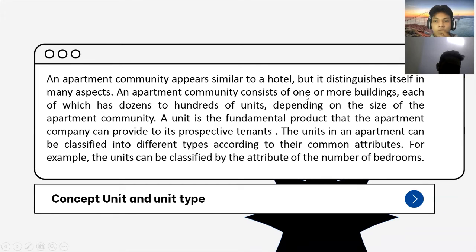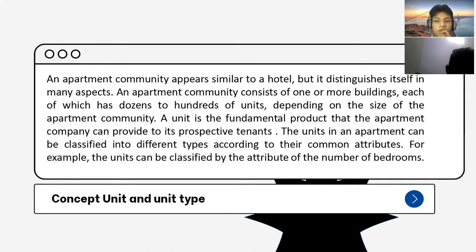First, I will explain the concept of unit and unit type. An apartment is closely approximate to a hotel, but it distinguishes itself in many aspects. An apartment community consists of one or more buildings, each of which has dozens to hundreds of units, depending on the size of the apartment community. A unit is the fundamental product that the apartment can provide to its prospective tenants.